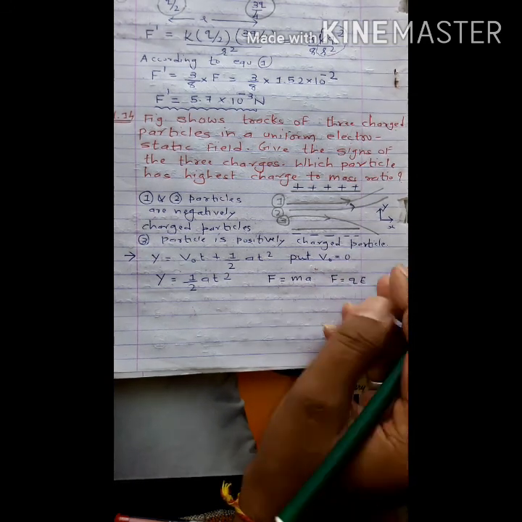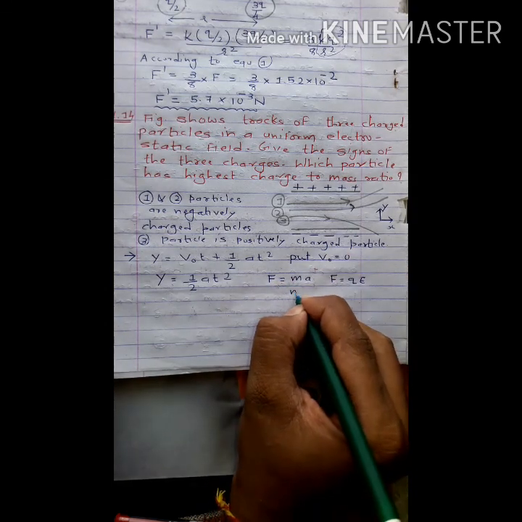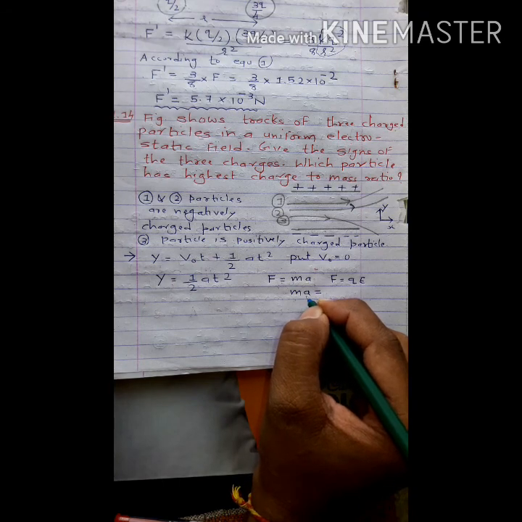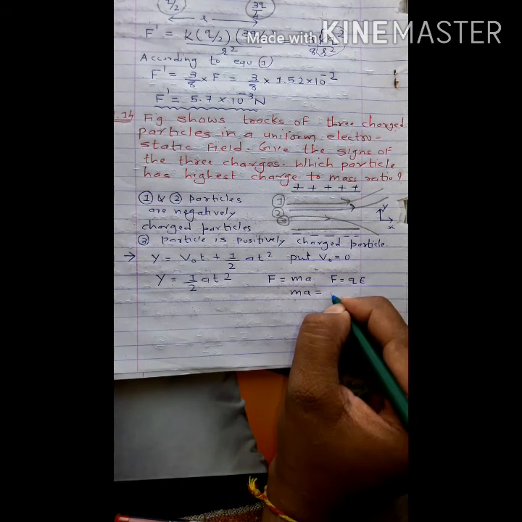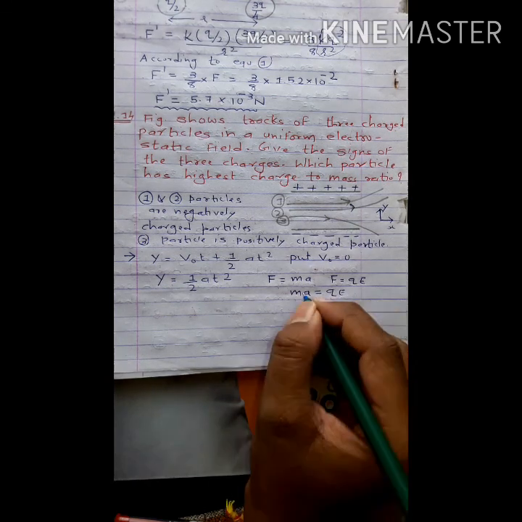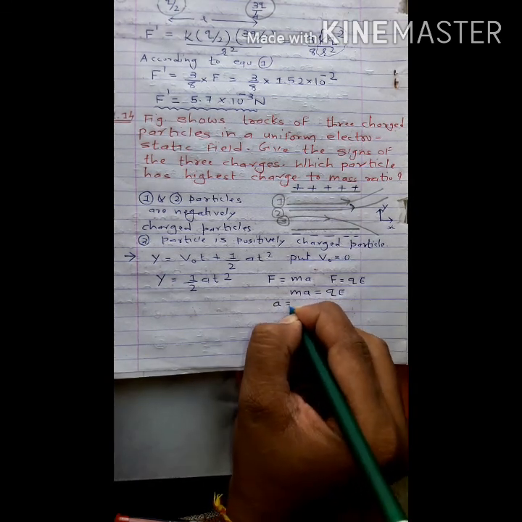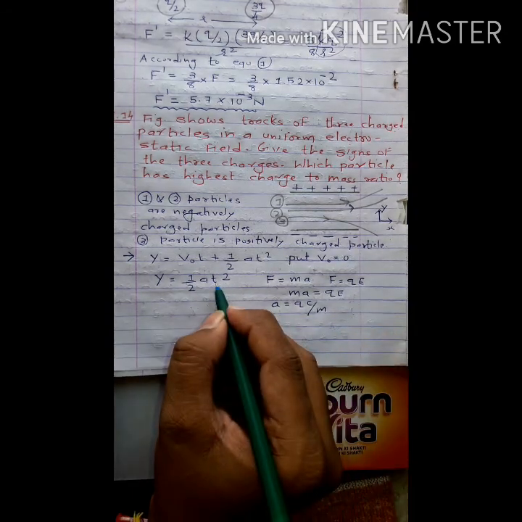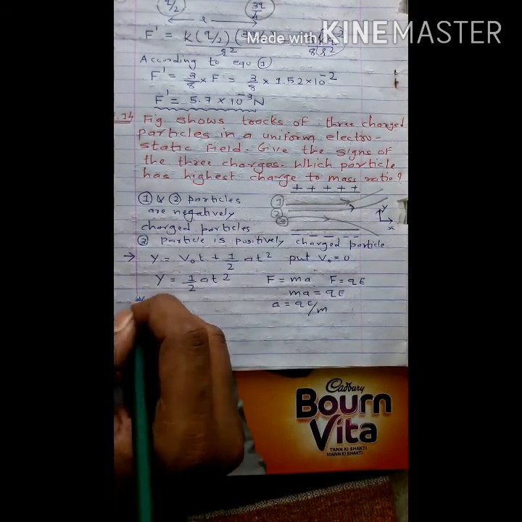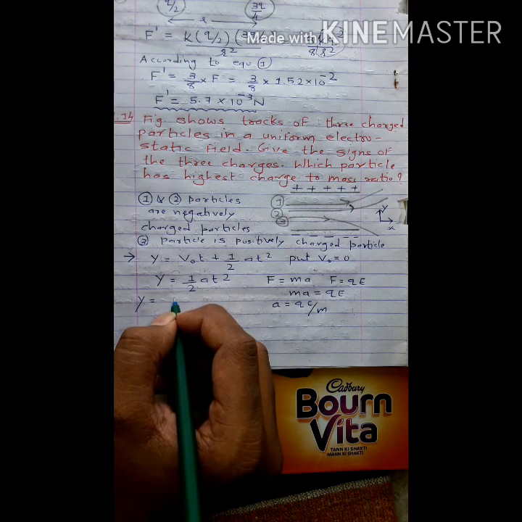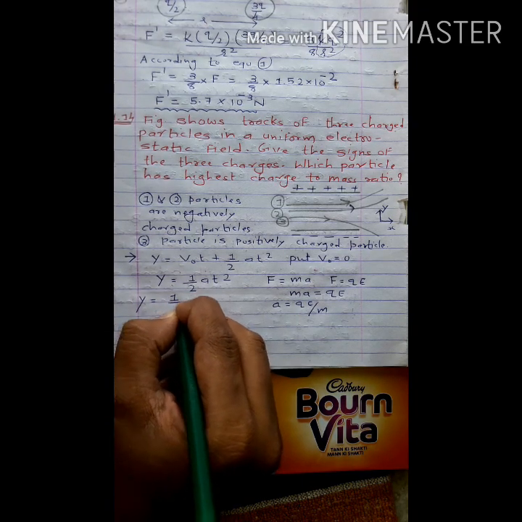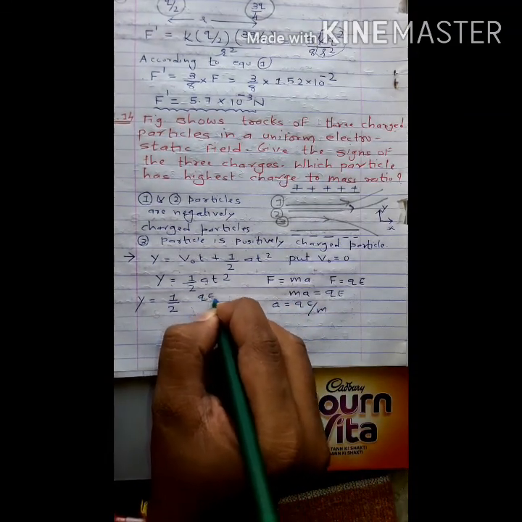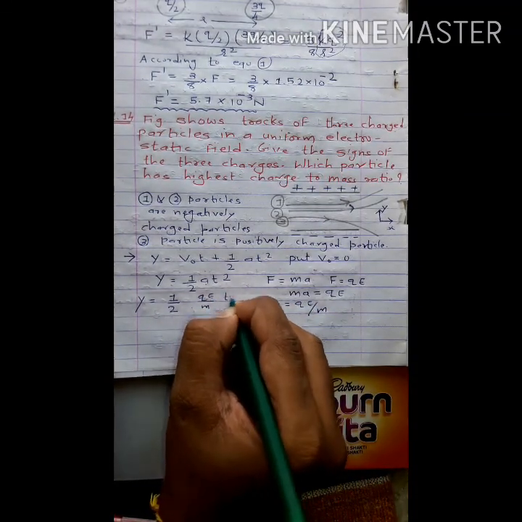Now compare these two terms. ma is equal to the electric force, so acceleration a is equal to QE upon m. So our equation of y, the displacement along the y direction, becomes y is equal to 1 by 2 a, means QE by m into t square.